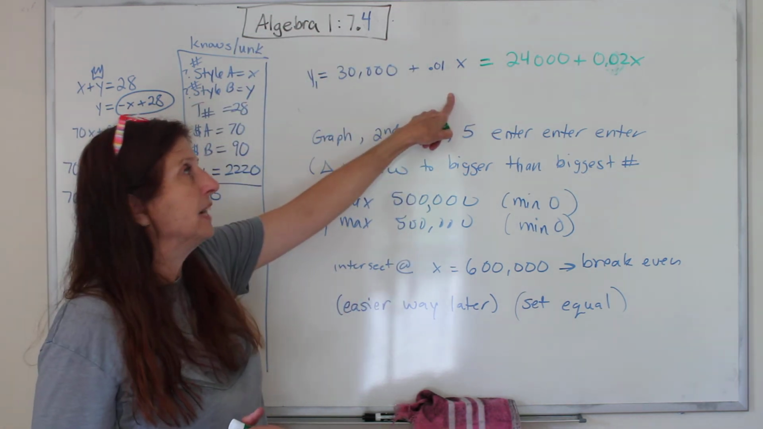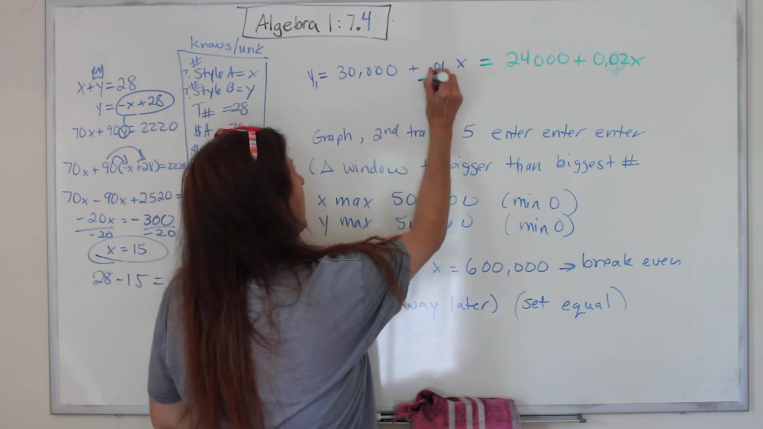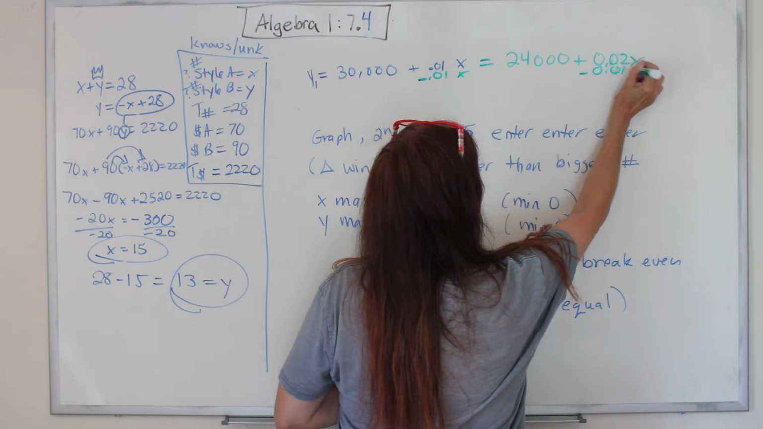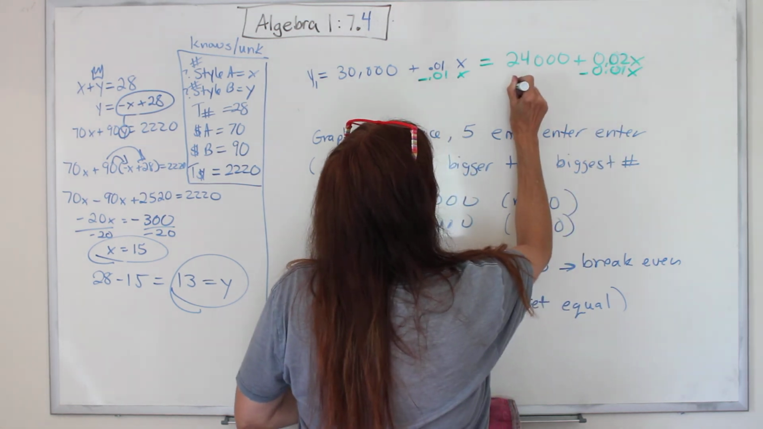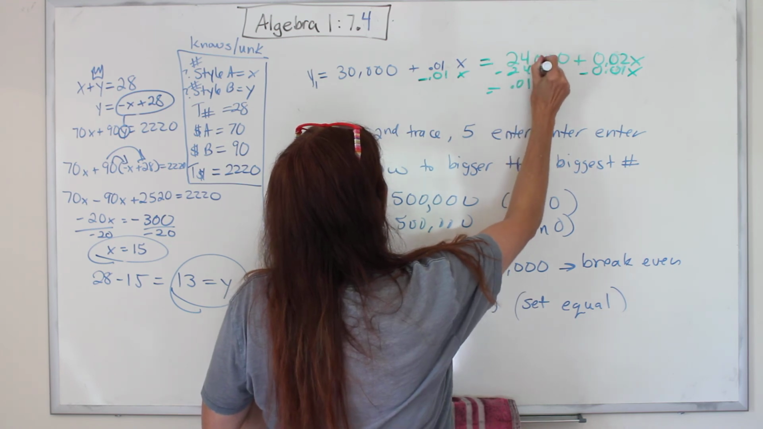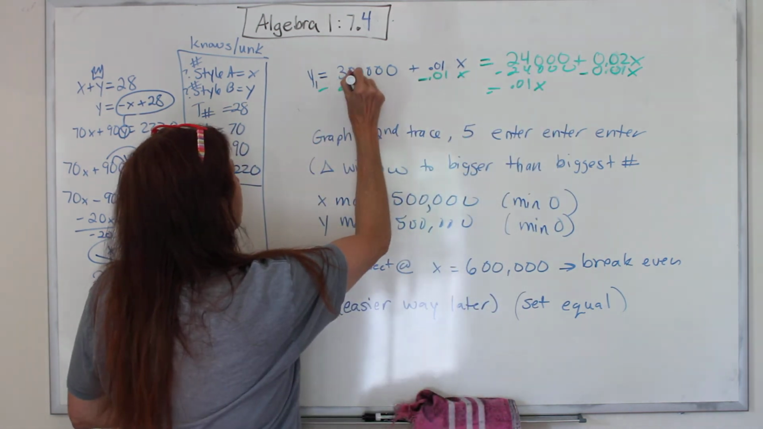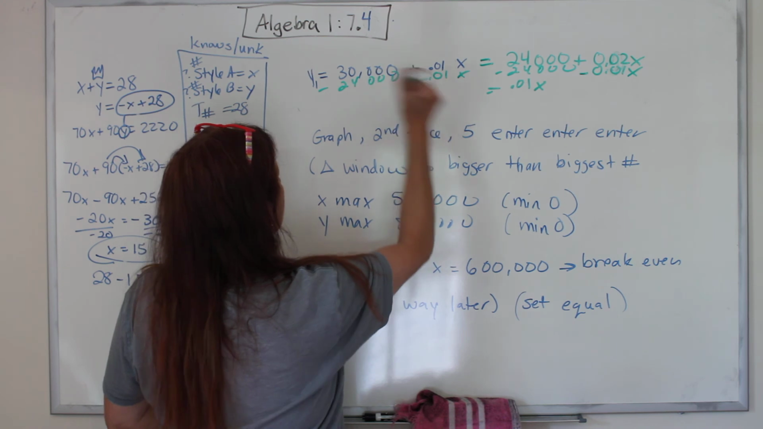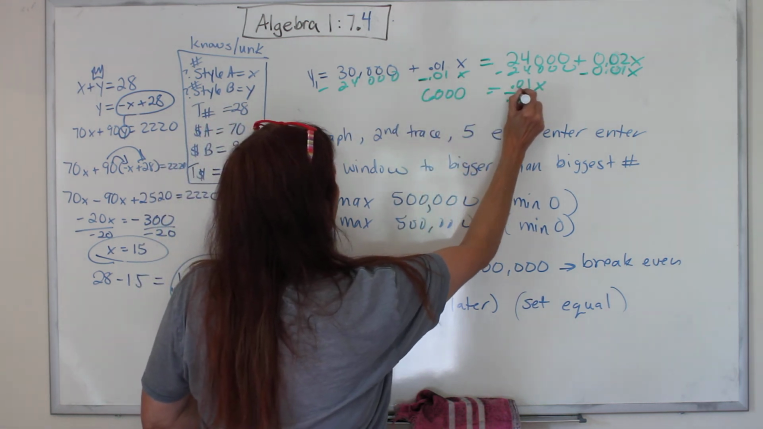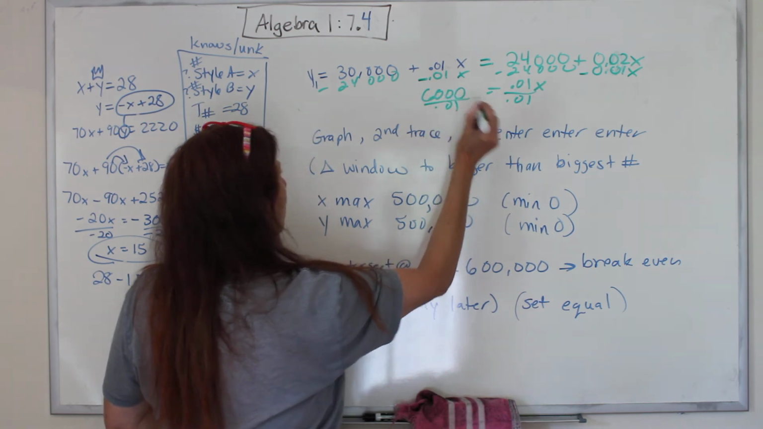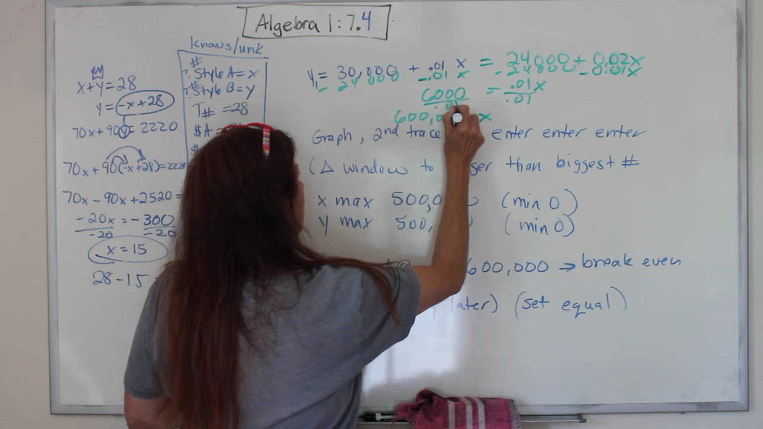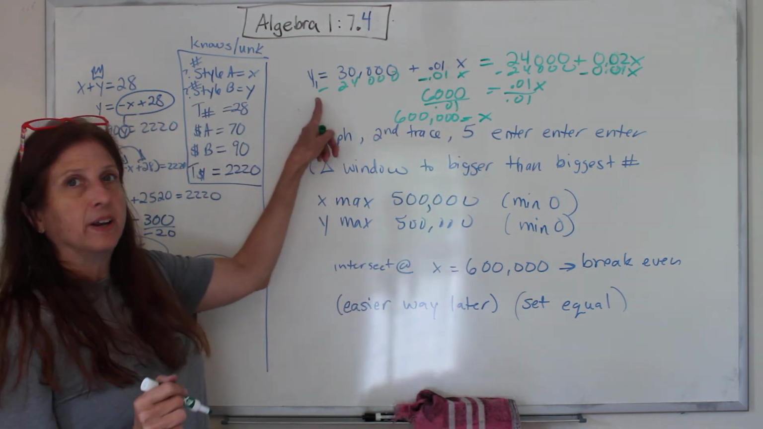And that's the real easy way to do it. I'll do it real quick. Minus 0.01x, minus 0. So this is going to be 0.01x equals minus 24, minus 24,000. So that's 6,000 equals, divided by 0.01, divided by 0.01, and x equals 600,000. Ta-da! That's the way to do it.